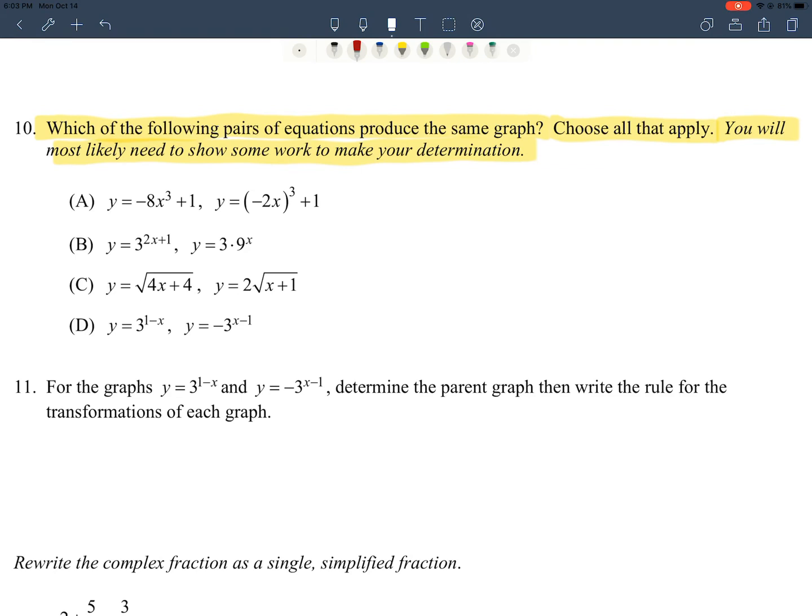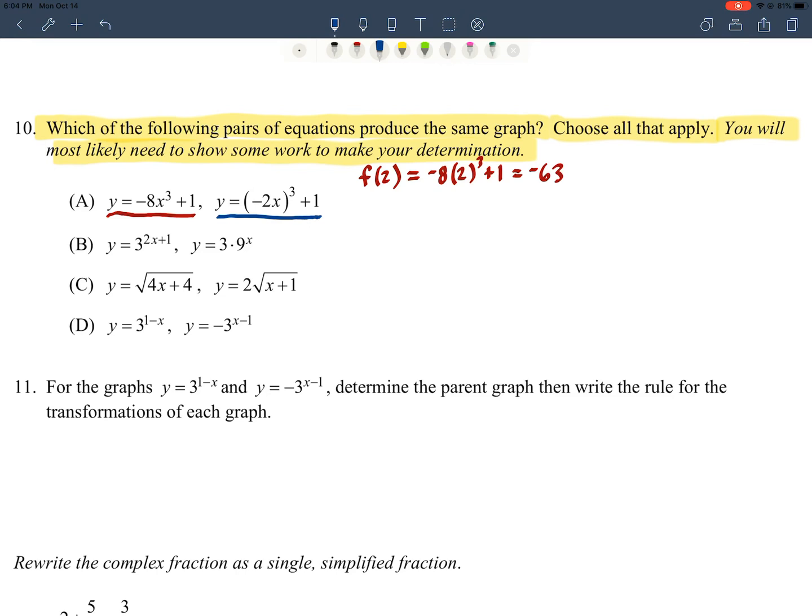So for instance, for this first one, I'm going to look at y is equal to negative 8x to the third plus 1. I'm going to plug in a value. Let's plug in 2. If I plug in 2 as my input here, I'm going to have negative 8 times 2 to the third power plus 1, which is negative 8 times positive 8, which would be negative 64, plus 1 is negative 63.